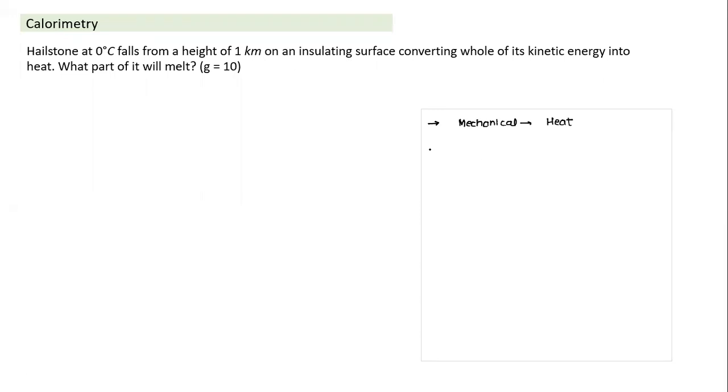But you see, whenever mechanical energy is lost, it has to get converted into some other form, either theoretically or as mentioned in the question. So when the hailstone falls and hits the ground, on this insulating surface, what has happened here? As it falls, initially it is losing potential energy and gaining kinetic energy.